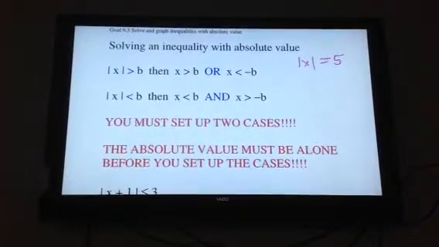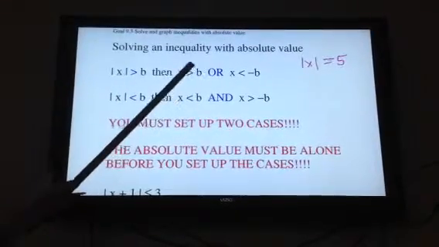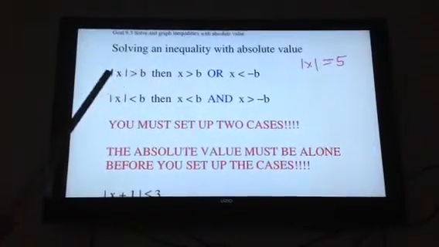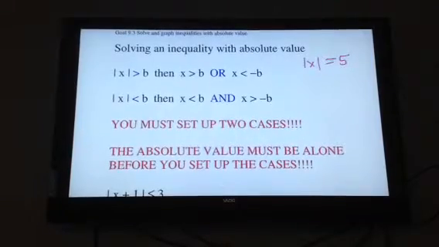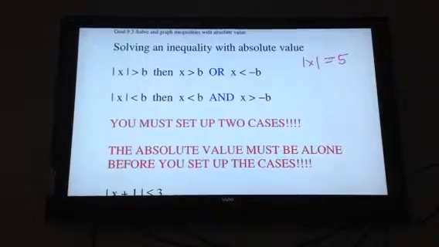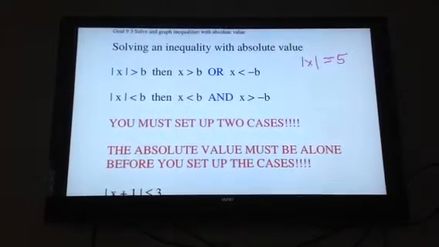Okay? So let's look at the similarities of these things. The first case in both of these situations is exactly what the question started as without the absolute value bars. So the first one is just drop the absolute value bars and you'll solve it. Then you're going to place a word between the two cases.